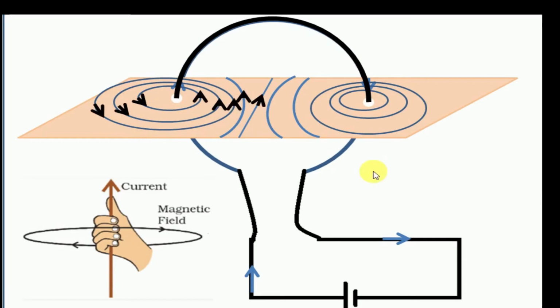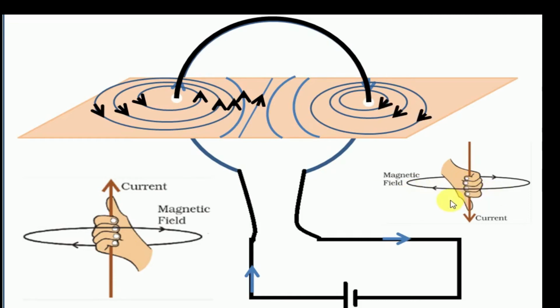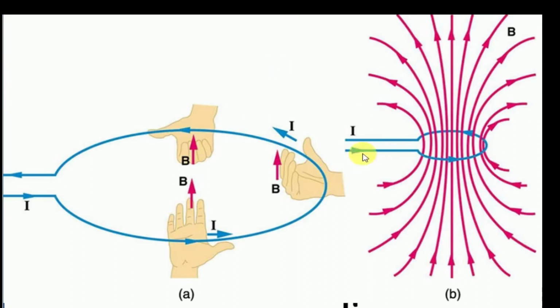Now I'll also use the right hand thumb rule on this side. You can see it is going towards the left from above the conductor. So I'll just put the arrows like this. Now you can see all the magnetic field lines are entering from this side and coming out of the loop from this side. This is another picture.